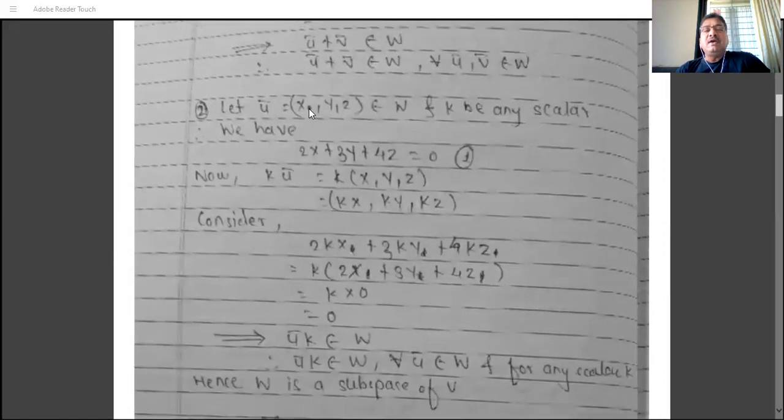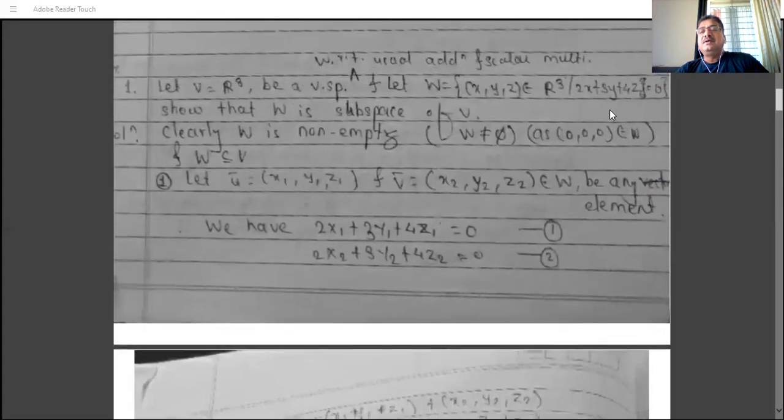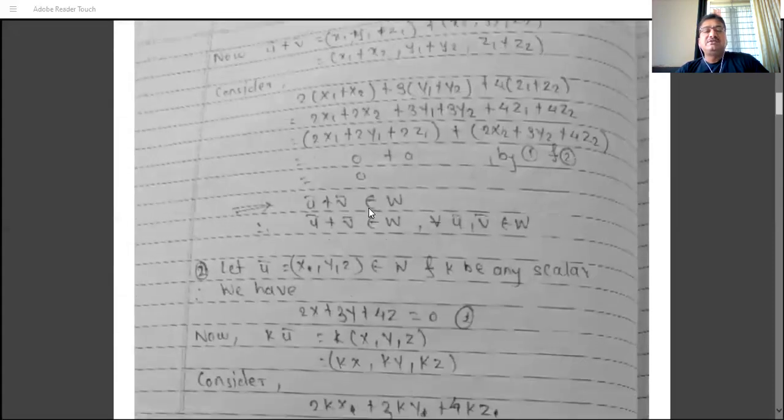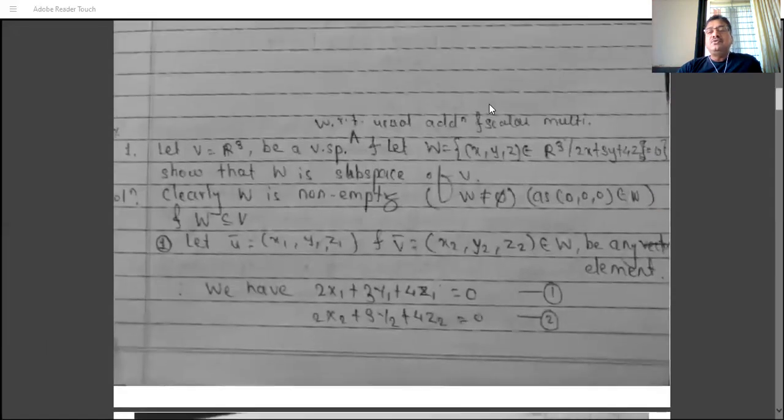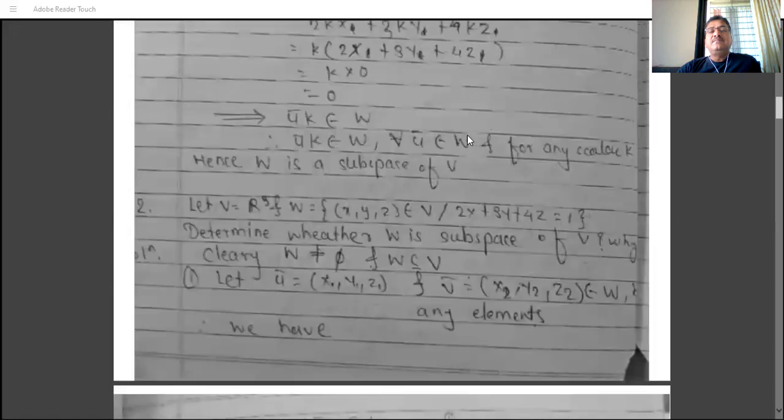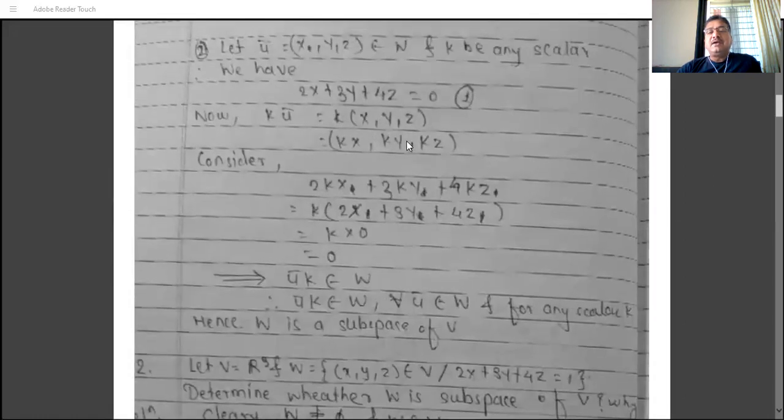Then U bar is equal to XYZ, the element of W, and therefore this XYZ satisfies the condition 2x plus 3y plus 4z is equal to 0, because this XYZ is an element of W. Now what is K into U bar? It is K XYZ, and how can you write the multiplication? We use the definition of usual scalar multiplication. So K XYZ is Kx comma Ky comma Kz.